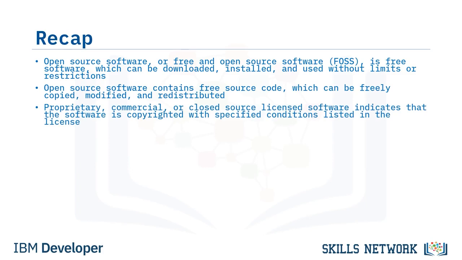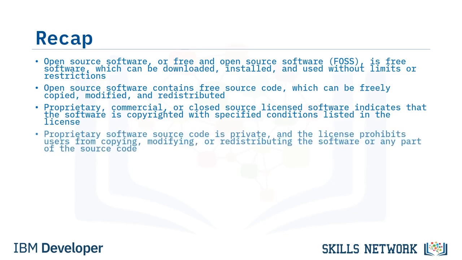Proprietary commercial or closed source licensed software indicates that the software is copyrighted with specified conditions listed in the license. Proprietary software source code is private, and the license prohibits users from copying, modifying, or redistributing the software or any part of the source code.